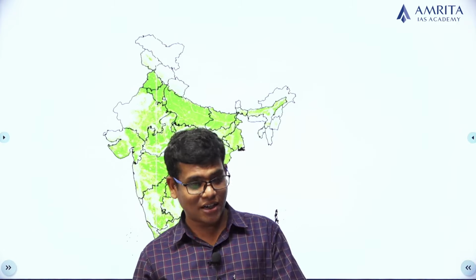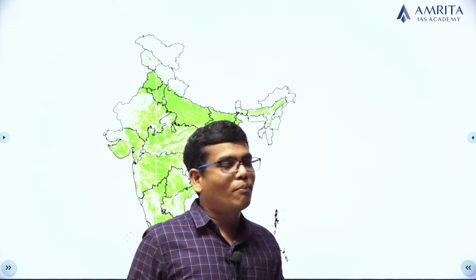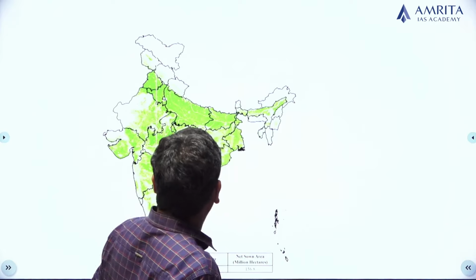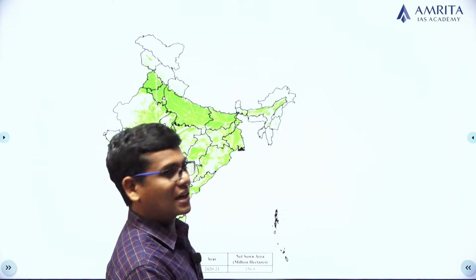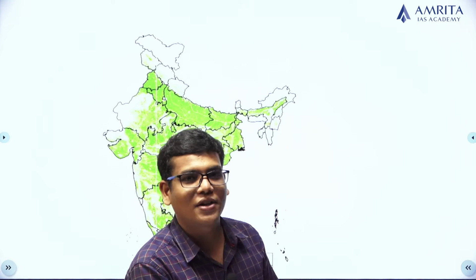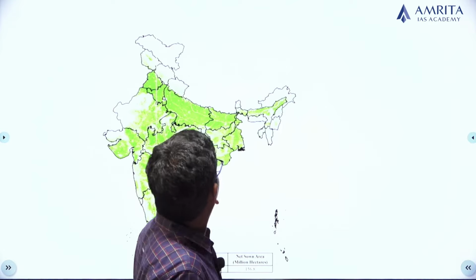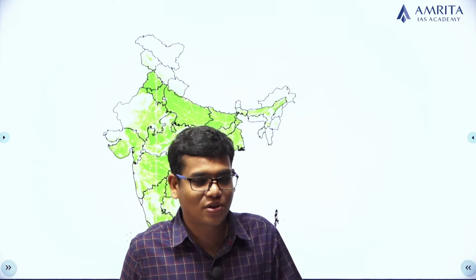Not that we wantedly do it, but we don't have much mechanism to collect the data appropriately. But this satellite data, as far as the sown area is concerned, we can collect absolutely, because some technical tools are available. And the net sown area, we are collecting from that, so that we can use it for our own policy purposes.